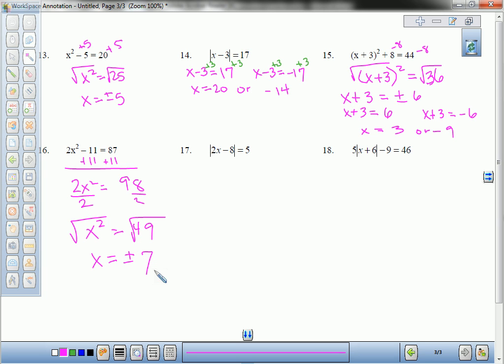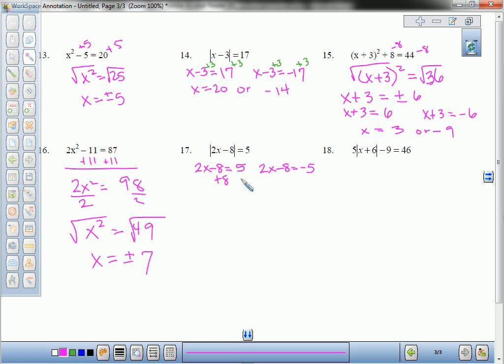Okay, are you making corrections? All right, this one, 2x minus 8 equals 5. Excuse me, 2x minus 8 equals negative 5. In just a moment, I'm going to come check for completion and correction.